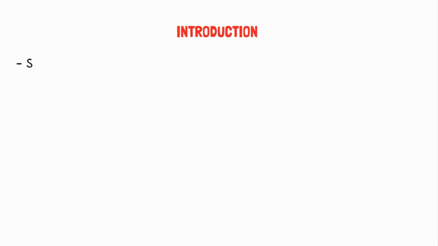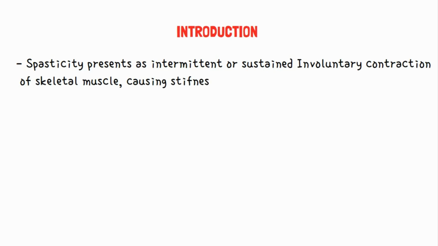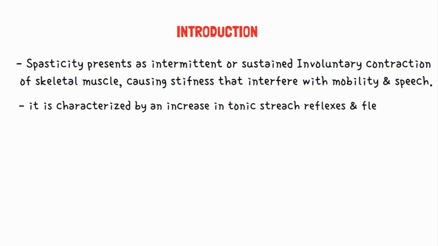Coming to the introduction, spasticity presents as intermittent or sustained involuntary contraction of skeletal muscle, causing stiffness that interferes with mobility and function of muscle. It is characterized by an increase in tonic stretch reflexes and flexor muscle spasm and muscle weakness.